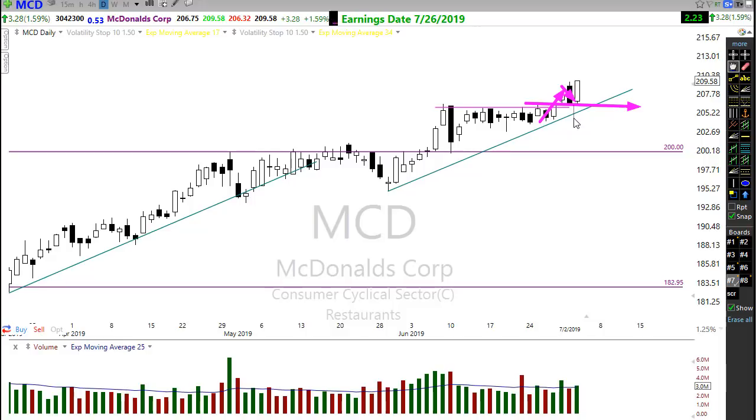But we had no follow through. A bearish engulfing candle means nothing if there's no follow through. Just like it didn't mean anything right here. There was no follow through. So trust your pattern and trust the trade and stick with the setup that you made.